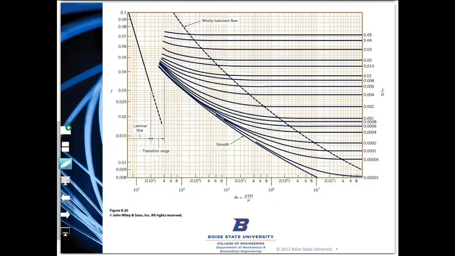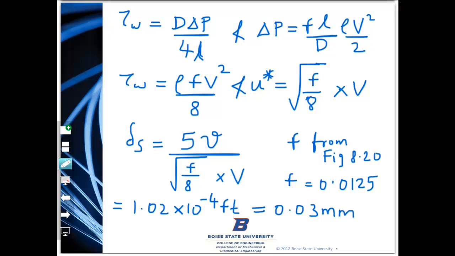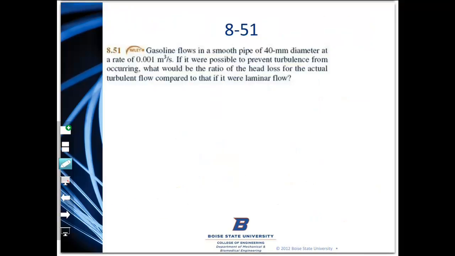Okay, so this is how you calculate the delta S in this problem, and this delta S will also be, for this problem situation, the height of the roughness element if the pipe has to be classified as smooth. Okay, alright, now let's move on to the next problem.